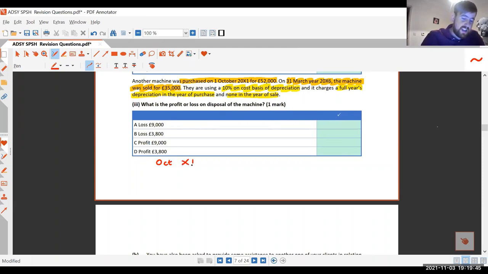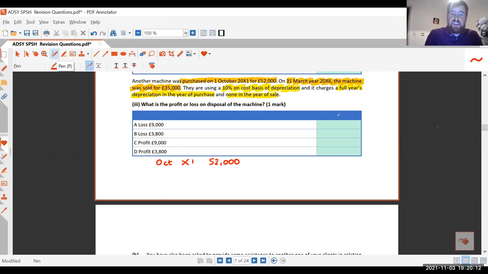We purchased this in October X1. So we would be recognising a cost in our accounts at that point of £52,000. Is it straight line? It is indeed. It tells you this is on cost basis here, which is the equivalent of straight line. It's based around that initial cost that we bring in. Okay, so we'll see this in a second here, in fact.